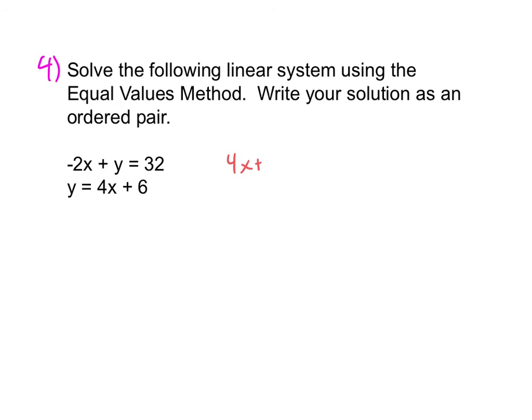So now I've got 4x plus 6. That should be equal to negative 2x plus y. Now something looks different here. This y value is going to throw us off. If I try to solve this for x, I won't be able to get down to a number because I've got this second variable of y here. So for the equal values method to work, you need to have y equals or x equals on one side, and that's it. Because what you're actually doing is a method called substitution.